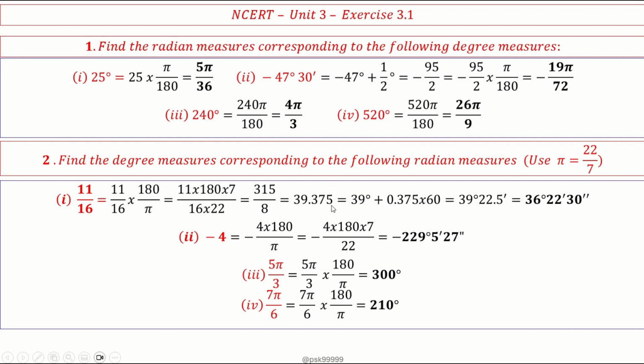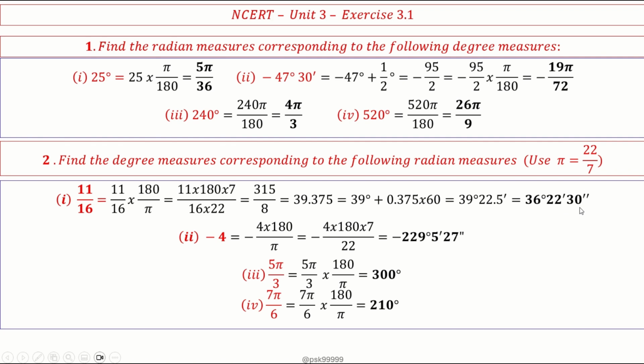Don't leave degrees in decimal. This is nothing but 39 degrees plus 0.375 into 60 minutes, which is equal to 39 degrees 22.5 minutes. Again, don't leave minutes in decimals either. 0.5 minute, we know, is 30 seconds. So the ultimate value is 39 degrees, 22 minutes, 30 seconds.